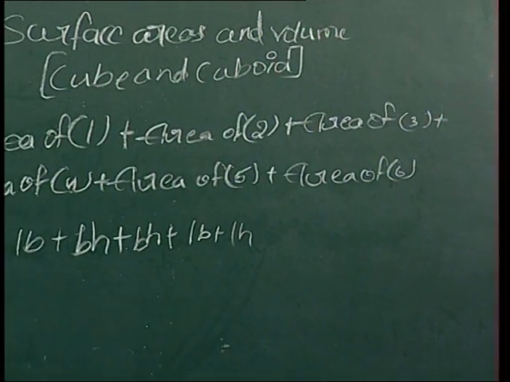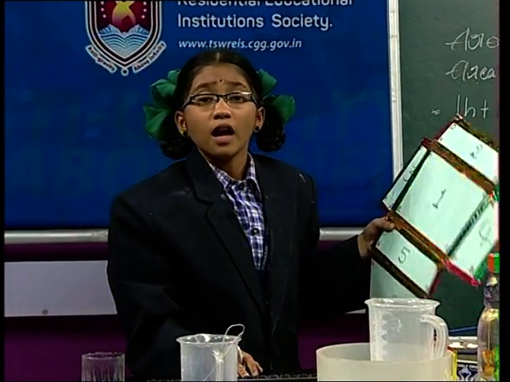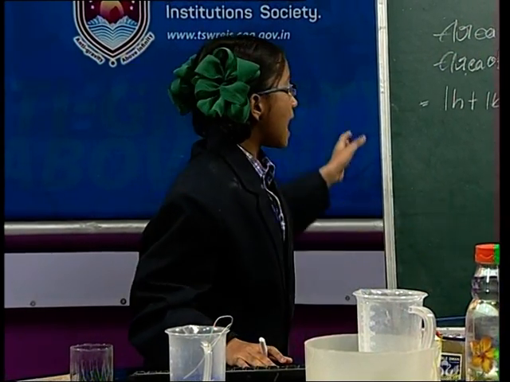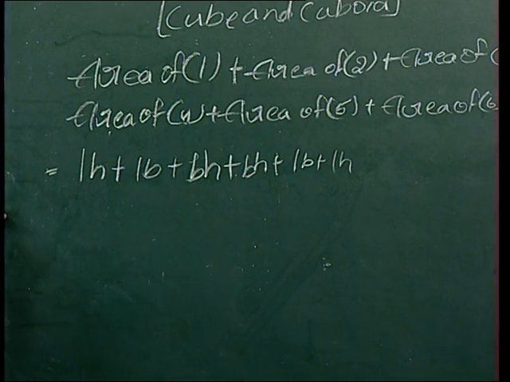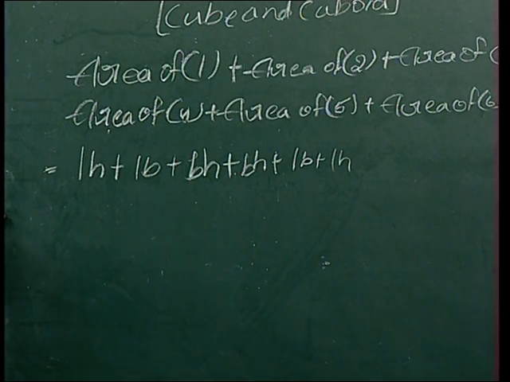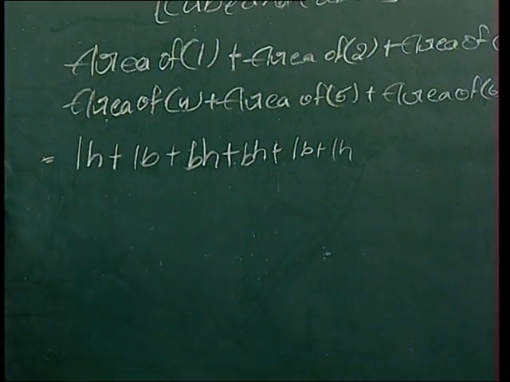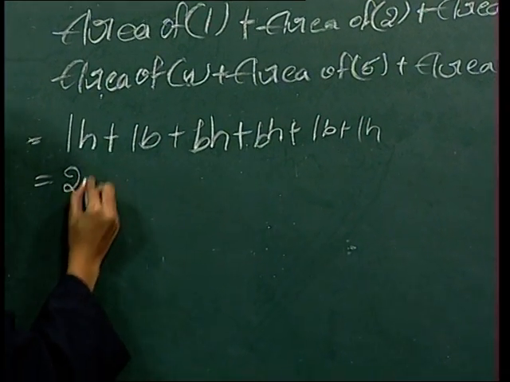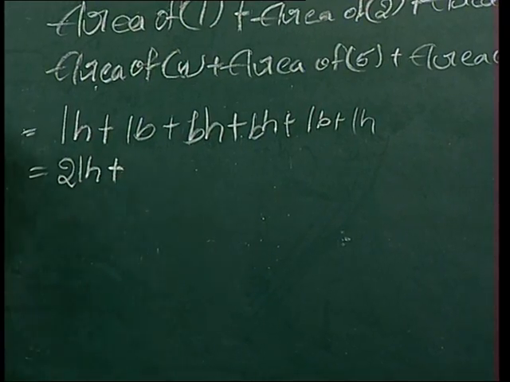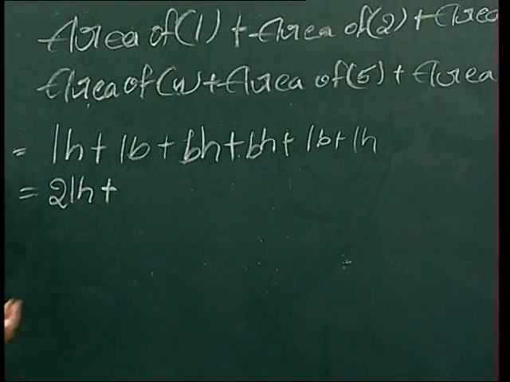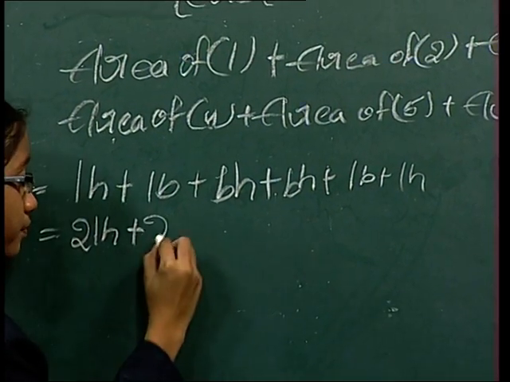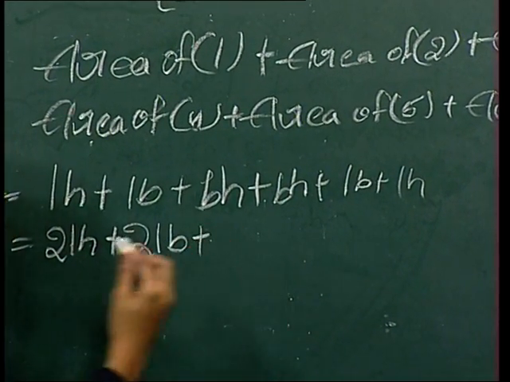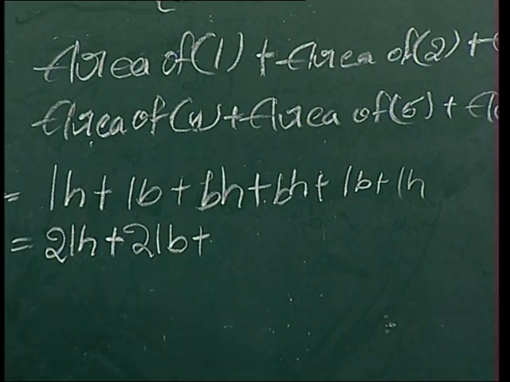So, next, what is the step, Sparrows? That is nothing but to add all the faces. So, let us add. Here LH is repeated 2 times. Where do you find the other LH? Here we find the other LH. So, that equals 2 LH, plus another LB. LB is also repeated 2 times. So, 2 LB, plus BH, 2 BH.